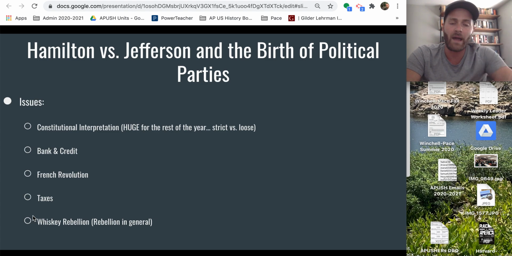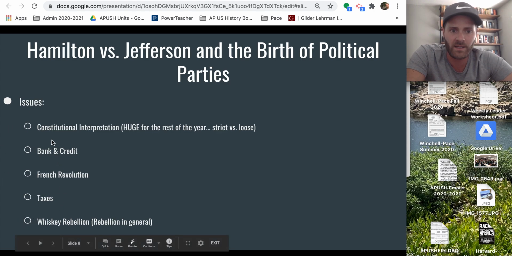So Hamilton and his supporters will become known as the Federalists, and they're going to be in favor of a stronger federal government. Jefferson and his supporters will become known as the Democratic Republicans or Jeffersonian Republicans, and like their name says, they prefer a society with more democracy and less order, less stability. So the issues they're going to divide on are really here.